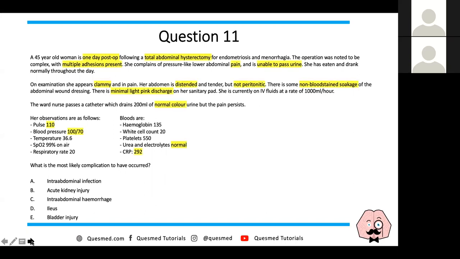Here we have a 45-year-old woman. She is one day post-op. She sounds like she's had quite a big operation, which sounds like it's been pretty complicated with these multiple adhesions. And her main problems are she's in pain and she can't pee.